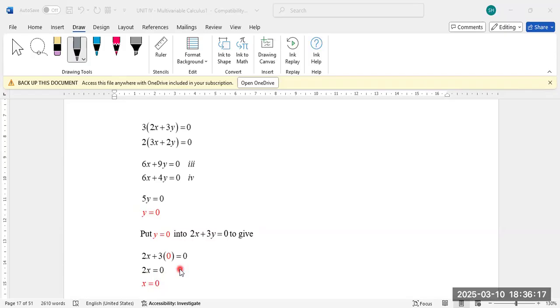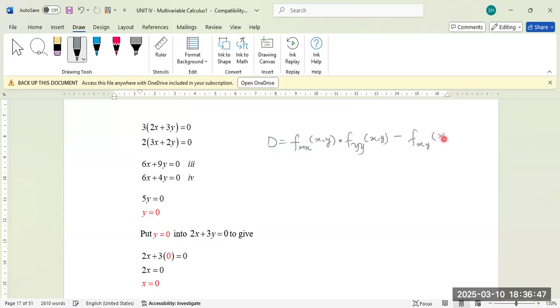And remember now, you have to know that the D formula: f of xx times f of yy minus f of xy, all squared. You're not getting that formula on the exam. So you must know it out of your head.